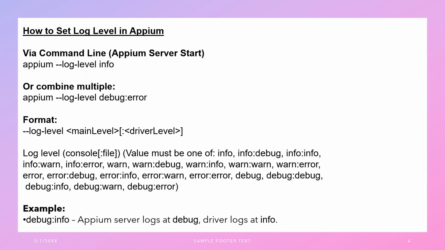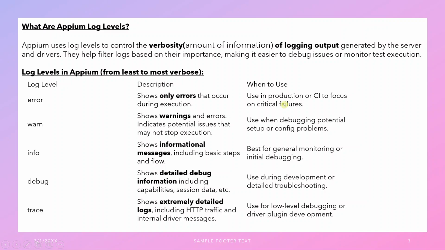And next is warn. But when we have to use error: use it in production or CI, continuous integration, to focus on the critical failures. In this case, I have to use the log level error.